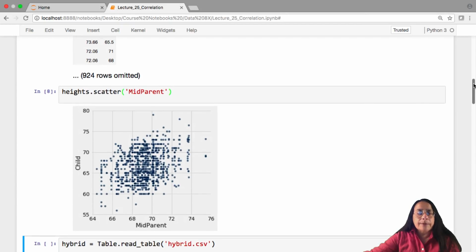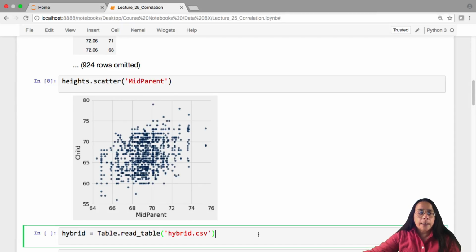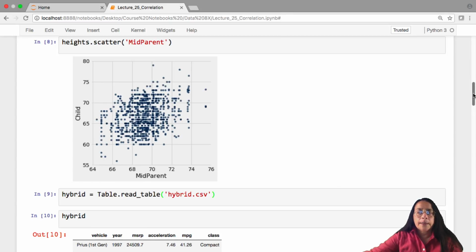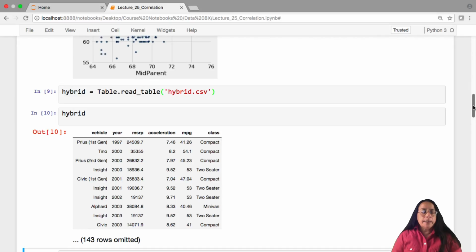Let's take a data set that we haven't yet seen. This is a data set on hybrid cars. The table hybrid contains the data on 153 models of hybrid cars that were built, I think, between the years 1997 and 2013. Each row corresponds to a model of car, not a car, but a model. The first column contains the name of the model. The second is the year of manufacture, or the year that car was released. The third column is the manufacturer's suggested retail price. This is a number in 2013 dollars. This is how much the car costs.